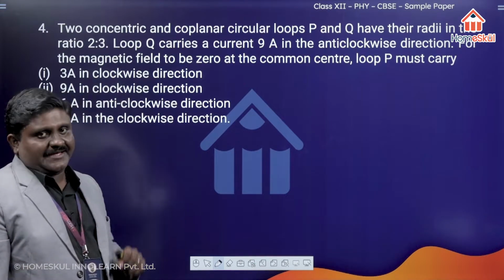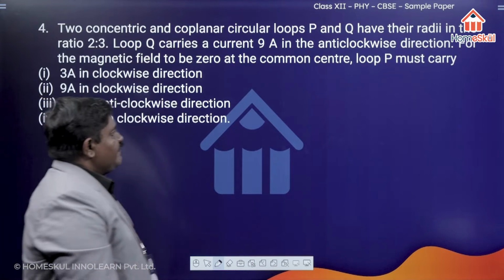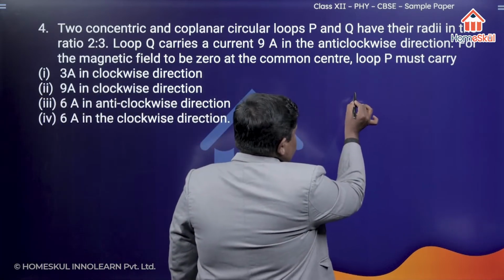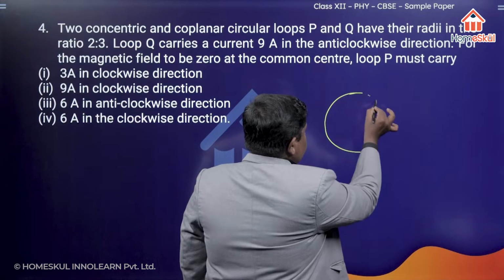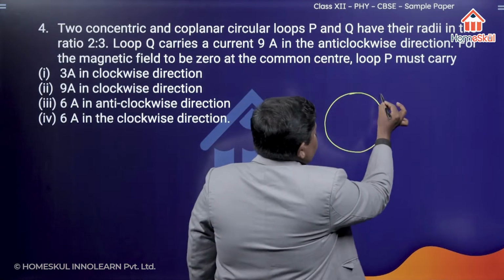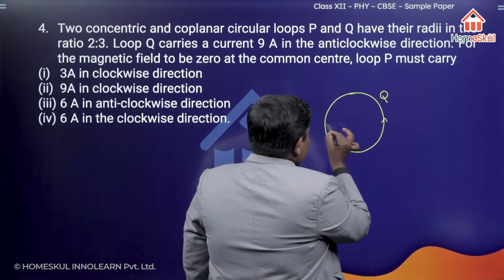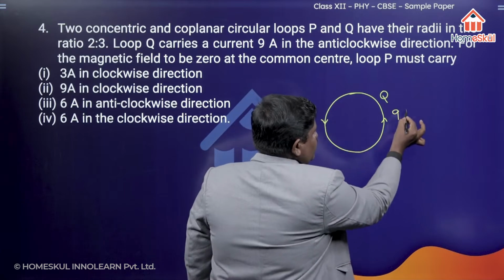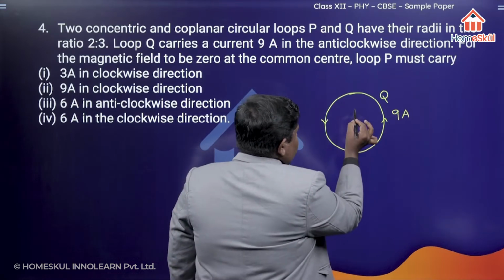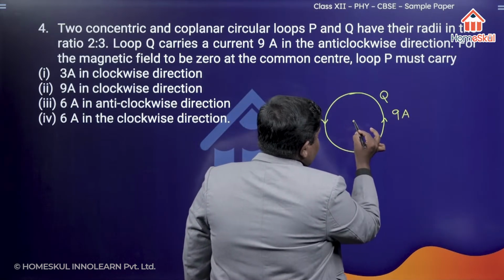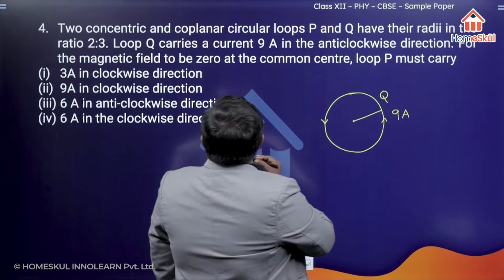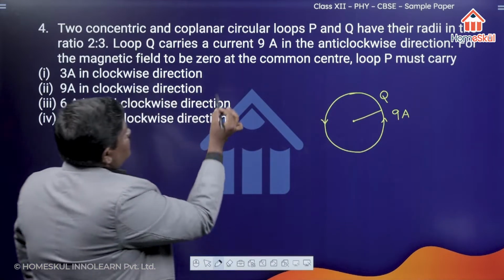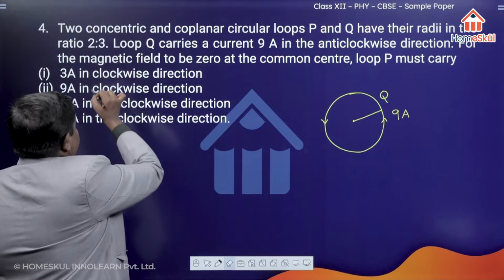Here we have two loops. One is Q, which carries a current of 9 ampere. The radii are given in the ratio 2:3.